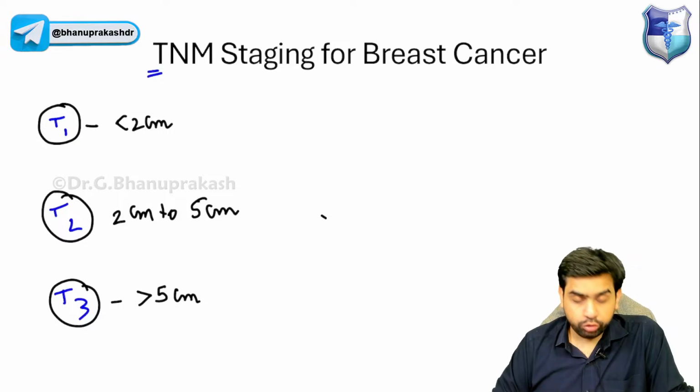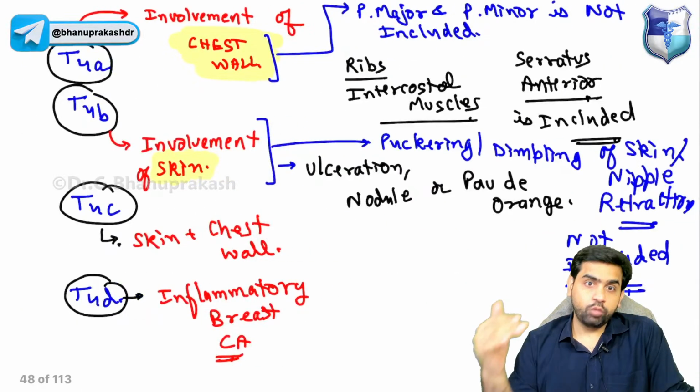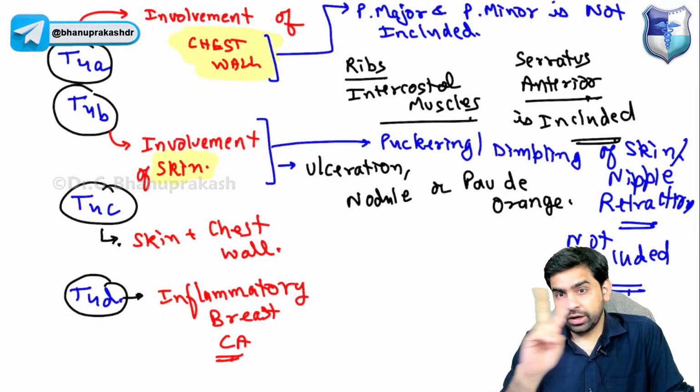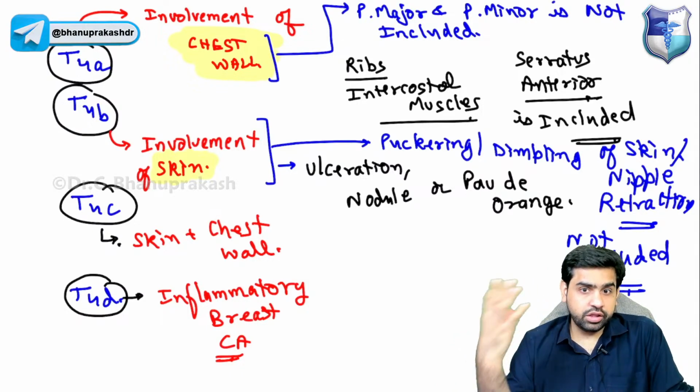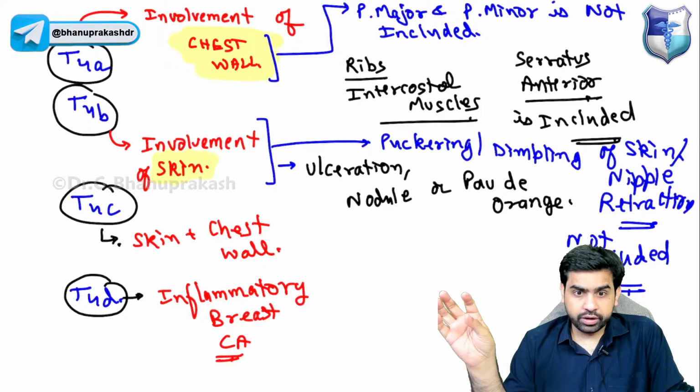Less than 2 centimeters, 2 to 5 centimeters, more than 5 centimeters. T4 is involvement of the chest wall. Pectoralis major and minor are not included. What is included is ribs, intercostal muscles, and the serratus anterior. So these are the things which are included.